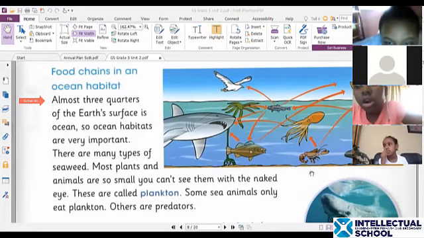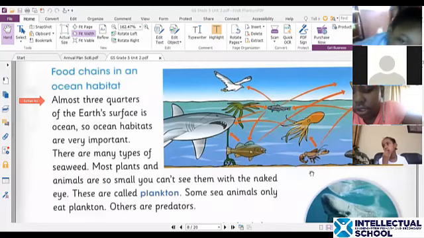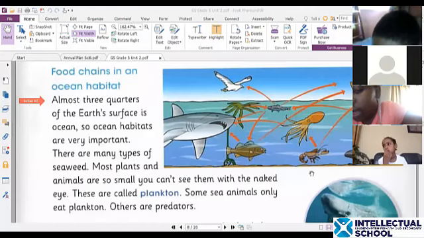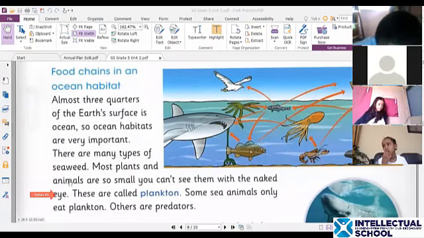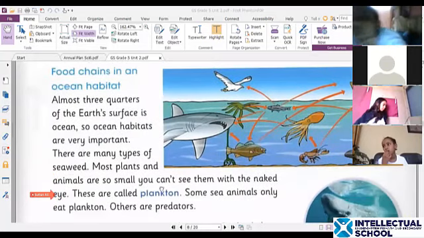Yes. Almost 3/4 of the Earth's surface is ocean, so ocean habitats are very important. There are many types of seaweed. Most plants and animals are so small you can't see them with the naked eye. These are called plankton. Some sea animals only eat plankton, others are predators. So actually, yes, this is also one of the important terms.